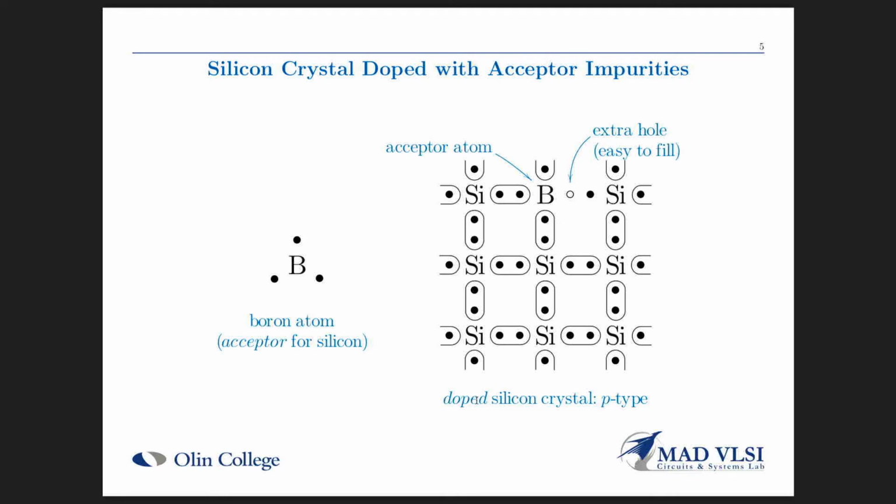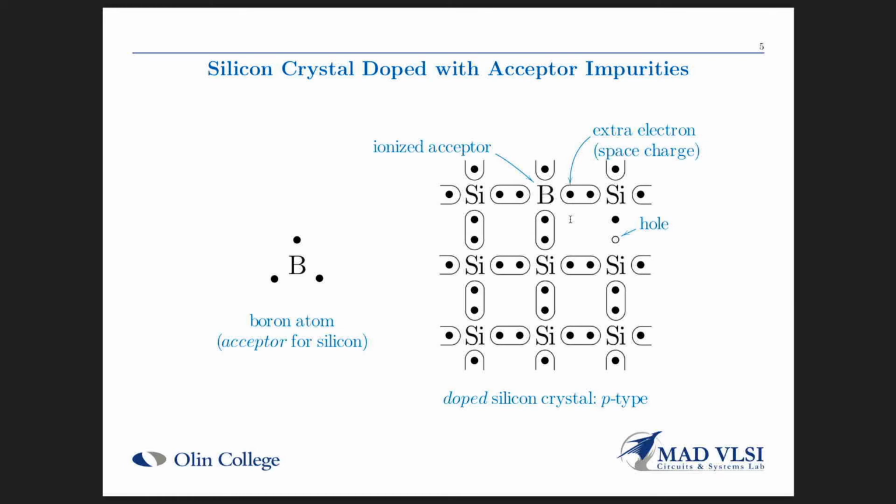And if we dope a silicon crystal with a group 3 element, it's said to be doped p-type. So P stands for positive, and that's the sign of the charge on the mobile carrier that we're introducing into this region by doping the crystal that way. And so here's a picture of one of these electrons down here popping over and filling that hole in. The hole is able to move away.